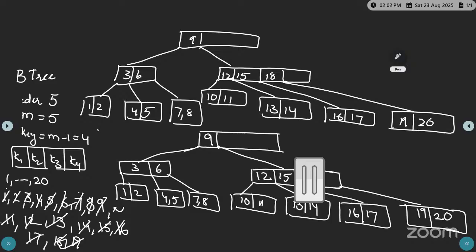First, we need to verify whether space is available in the root node, but go to the next level. Space is available to the right side of 12, the right side of 15, the right side of 18, and the right side of, in which node? Tell me. Next to 20, right? So compulsorily we need to insert into the next level.